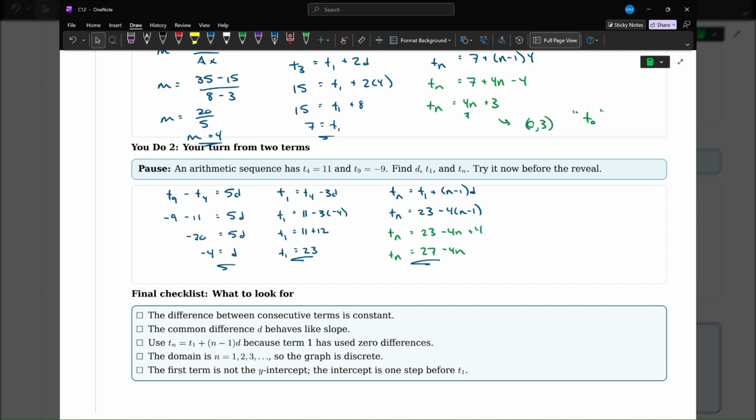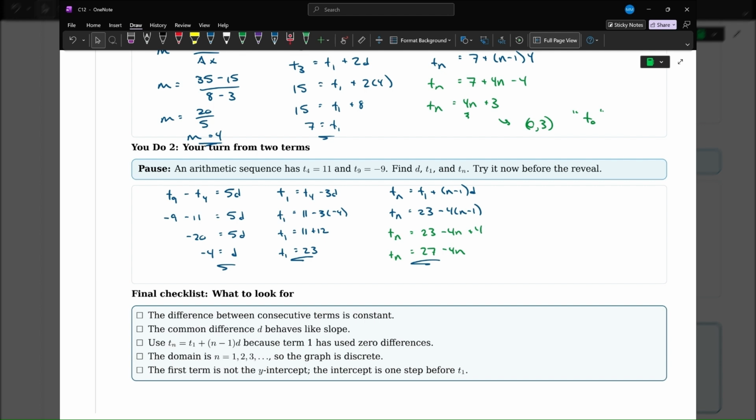So wrapping this one up, here is the final checklist of things we're looking for. Check that the difference between consecutive terms is constant, especially if the question doesn't say it's arithmetic. You have to confirm that. If it is, that common difference d is just like the slope m. We have that general term Tn equals T1 plus n minus 1 times d. Term 1 has used 0 differences, so that is the first term, but it's not the y-intercept.